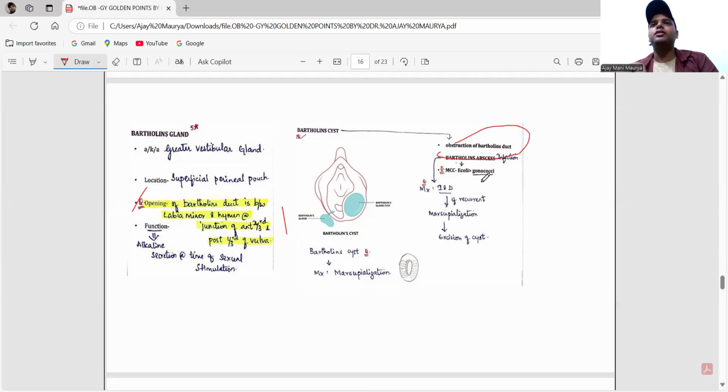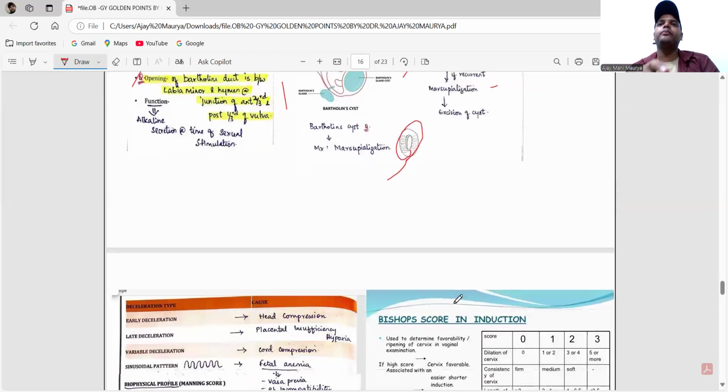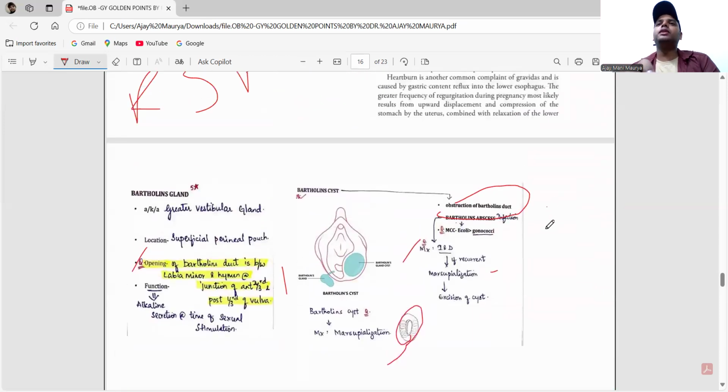This is the Bartholin's abscess. Most common organism is E. coli. First of all, you have to do incision and drainage. If it's recurrent, you have to do marsupialization. And then you have to do excision of the cyst. See, we're doing the marsupialization here. They may show the marsupialization treatment like in the picture.